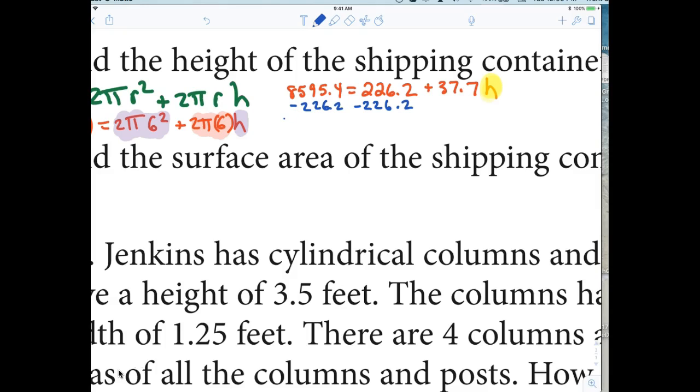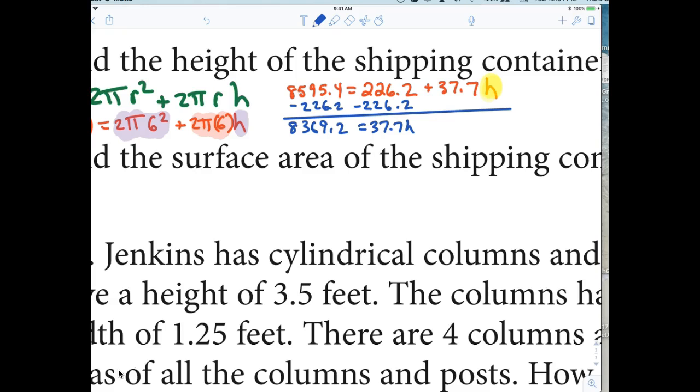4,369. What? I got 8,000. Am I going crazy here? I said 8,500 minus 200. Thank you, Will. What did you get? Speak up loud and proud. 8,369. There you go, buddy. Thank you. Equals 37.7h. Now what do I do?